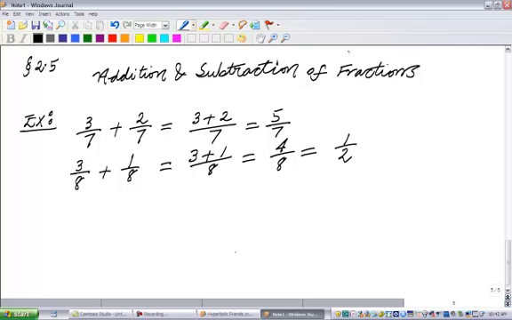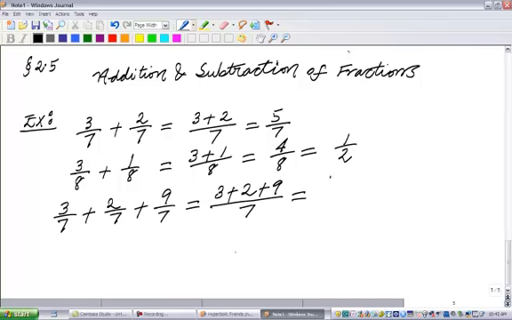Okay, let's now add 3 fractions. 3 over 7 plus 2 over 7 plus 9 over 7. Well, it's still the same. I just add 3 plus 2 plus 9 divided by 7. What is that? 14 over 7, which is the same as 2. Okay? Any questions? Okay, let's make it a little bit harder now.